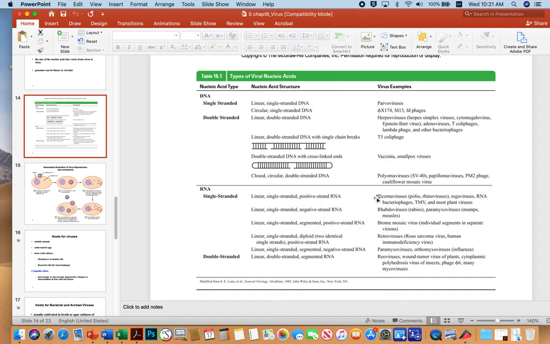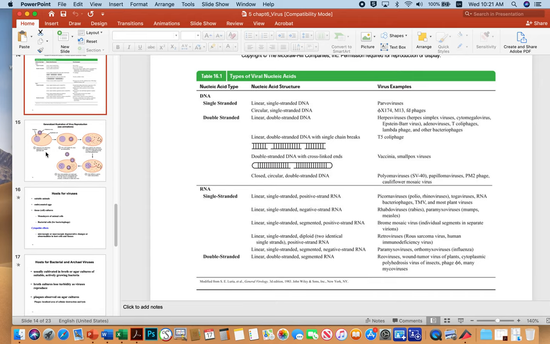But so do many others, like the polio viruses and the rhinoviruses that cause common colds. But linear, single-stranded, negative-strand RNA viruses are like the rabies viruses and so forth, measles and mumps. Some of these guys are linear, single-stranded, segmented positive-strand RNA viruses. And so that means that their genomes are in pieces, small pieces. So we know that influenza viruses, for example, have linear, single-stranded, segmented, negative-strand RNA genomes. So again, a variety of nucleic acid types, structures, and here's some virus examples in this particular comprehensive table.